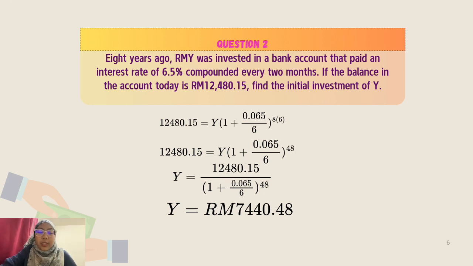So we have to use the formula S equals P bracket 1 plus I over N. 11,418 and 15 cents equals Y bracket 1 plus 0.065 per 6 to the power of 8 times 6. 11,418 and 15 cents equals Y times 1 plus 0.065 per 6 to the power of 48. Y equals 11,418 and 15 cents divided by bracket 1 plus 0.065 per 6 to the power of 48. The answer is RM 7,440 and 48 cents.